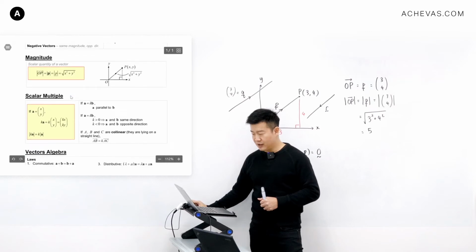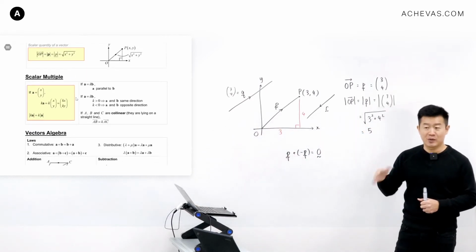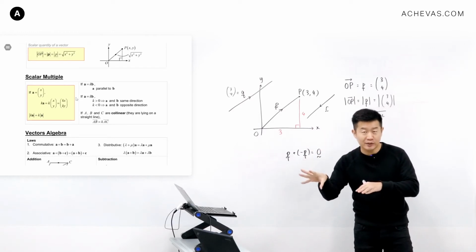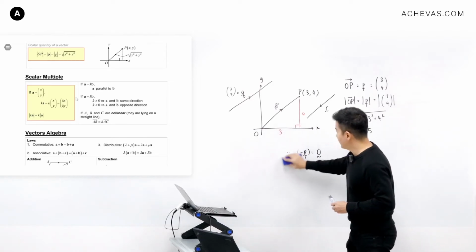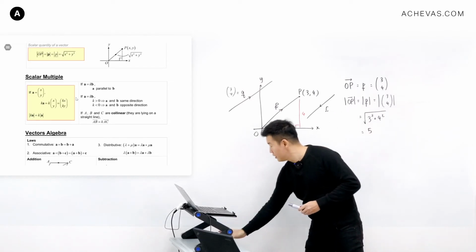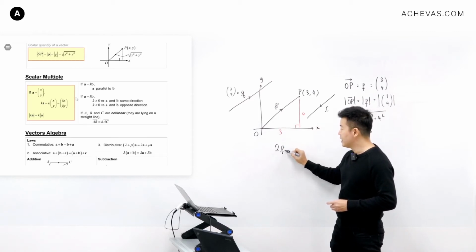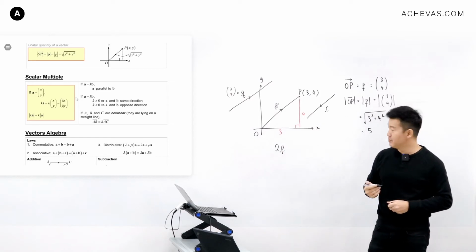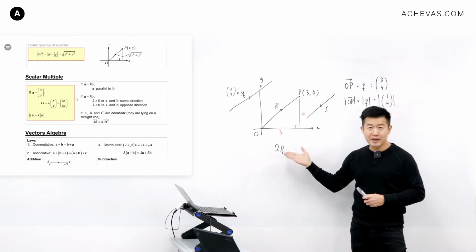Okay? And we can also multiply a vector by a scalar. We cannot multiply two vectors together. But we can take a scalar quantity and multiply it to a vector. For example, if I have a vector p, I can write 2 times p, but I cannot write a vector q multiplied by vector p. So 2p is okay. What will happen to 2p?